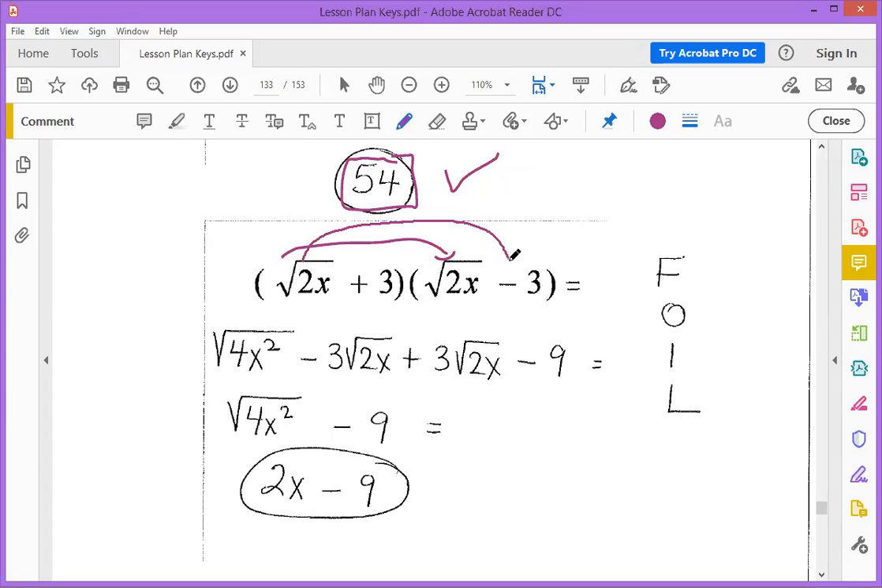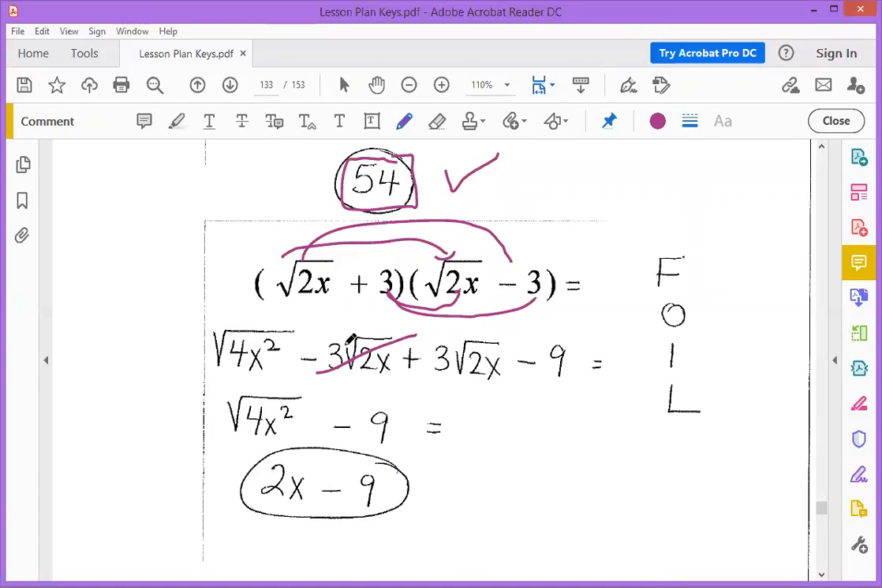And now the outer terms. That's negative 3 times the square root of 2x. So negative 3 square root 2x. The inner terms, 3 square root 2x. So 3 times the square root of 2x. And then the last terms, 3 times minus 3 gives us minus 9.